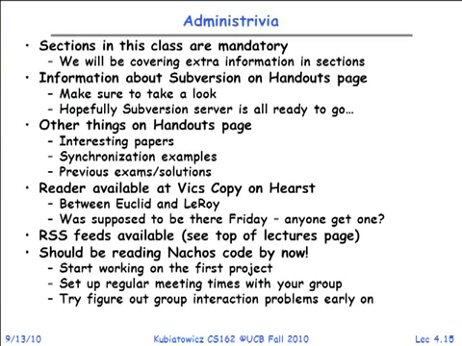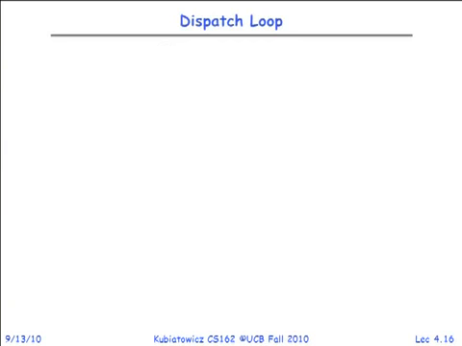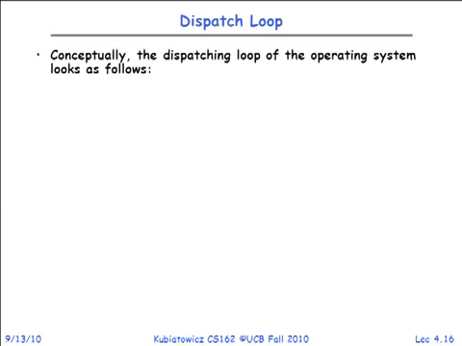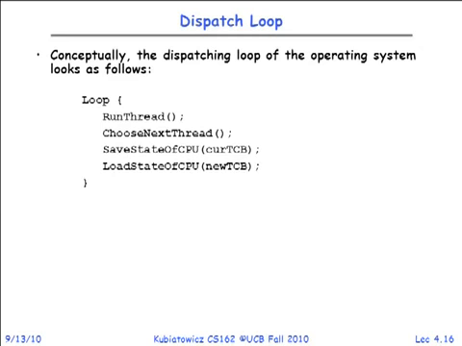Okay, let's talk about the dispatch loop. So here you go. I'm going to tell you everything that's in an operating system. Are you ready? Loop: run thread, choose next thread, save state of CPU, load state of CPU. Loop forever. Okay, the class is now done. Your final will be on the 17th of December.